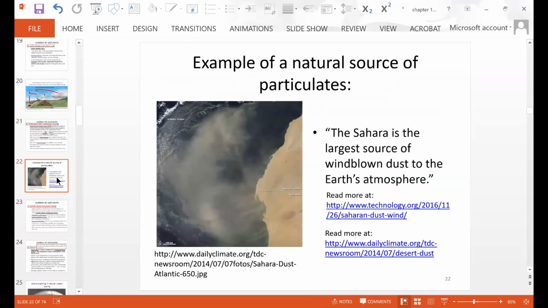Here's an example of a natural source of particulates. This is the Sahara Desert, and you have wind-blown dust coming off of the Sahara. And this is a dust cloud over the water, over the Atlantic. And there's more information at these two links that you can look at if you're interested.